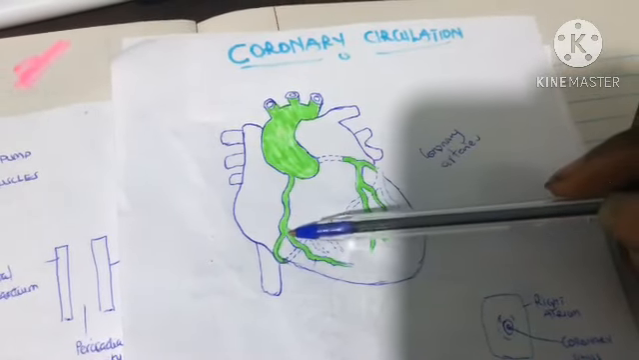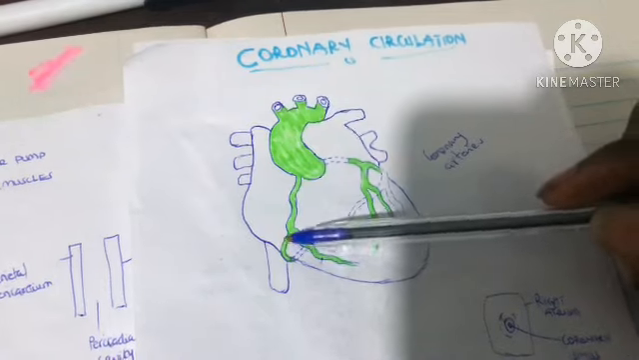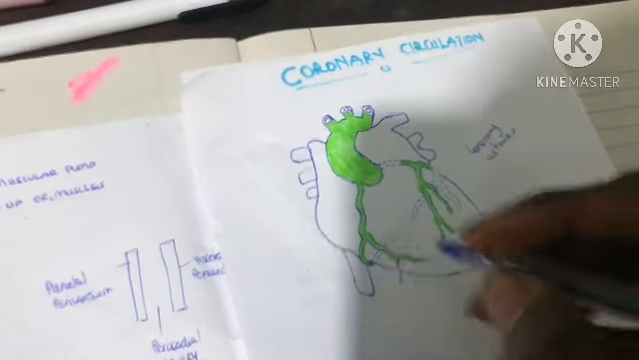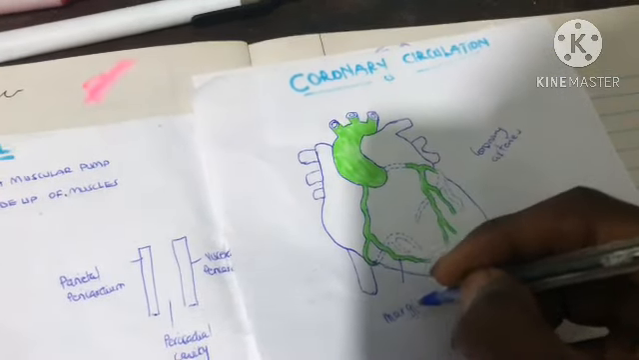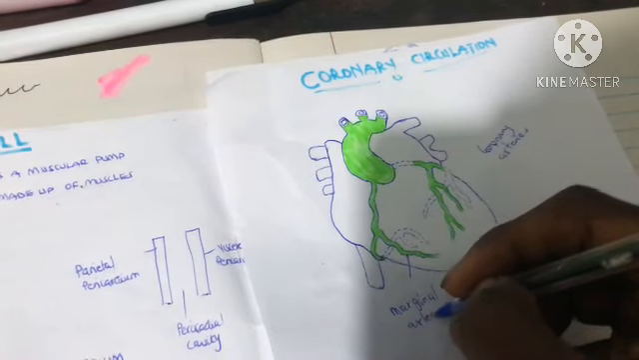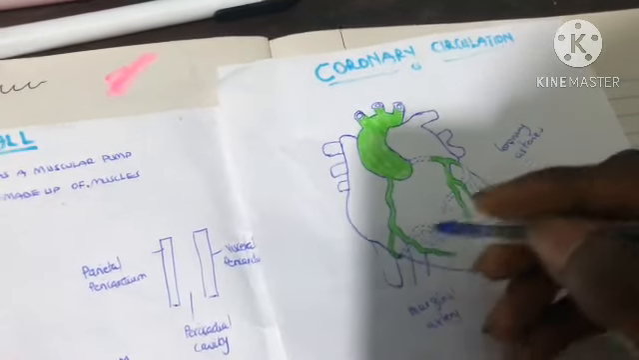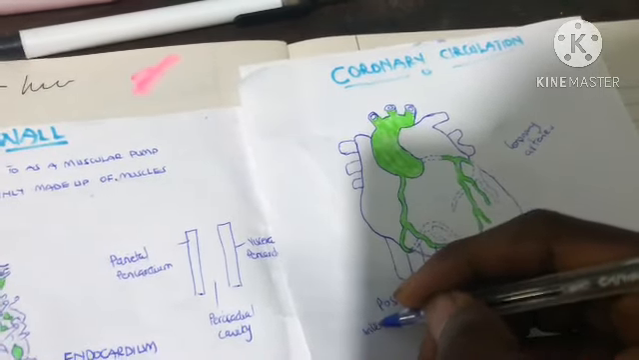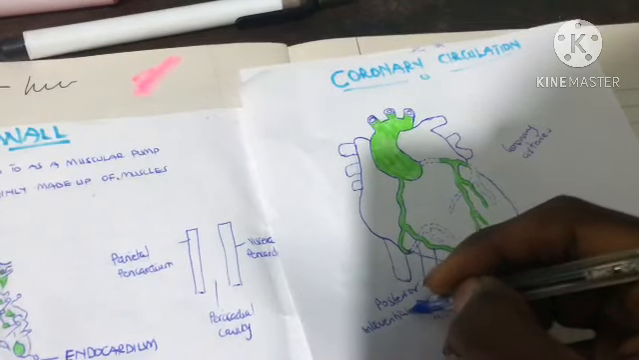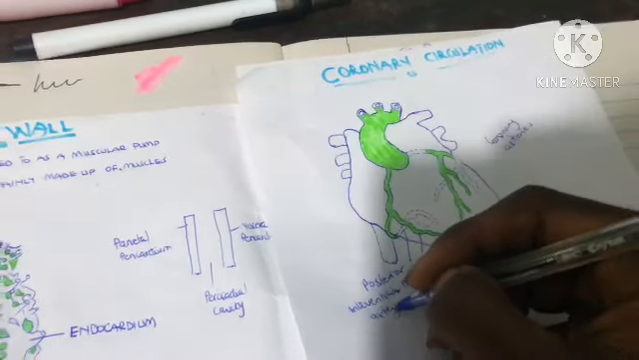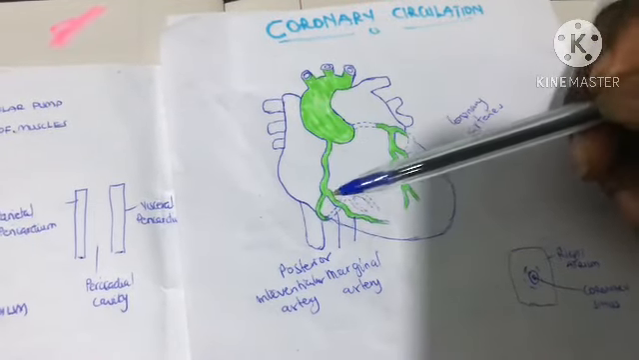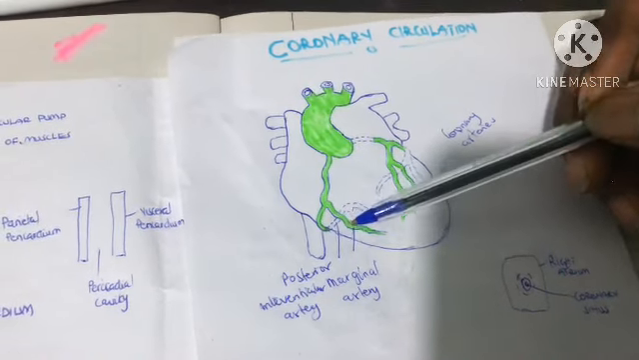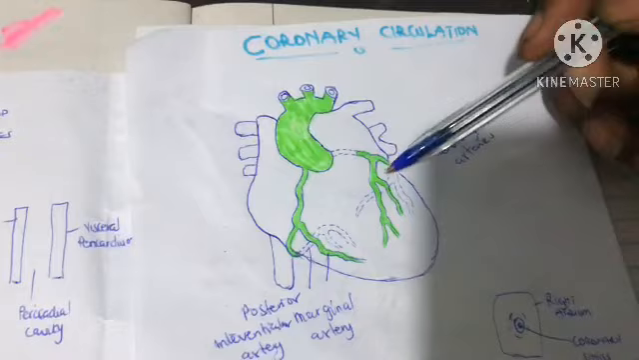You can see that the right coronary artery further divides into these small arteries, and this artery here is called the marginal artery. And this one here is called the posterior interventricular artery. So the right coronary artery further divides into the posterior interventricular artery and also the marginal artery. Let's look at the left coronary artery.